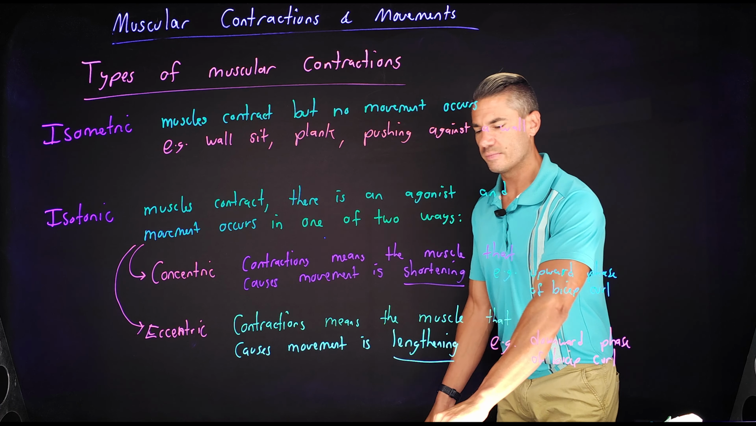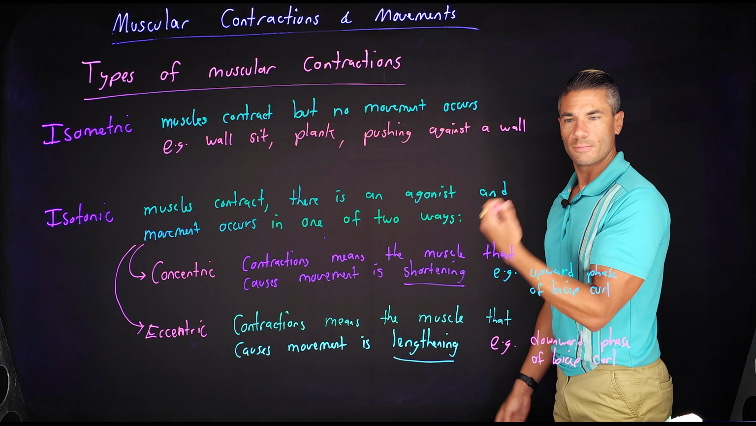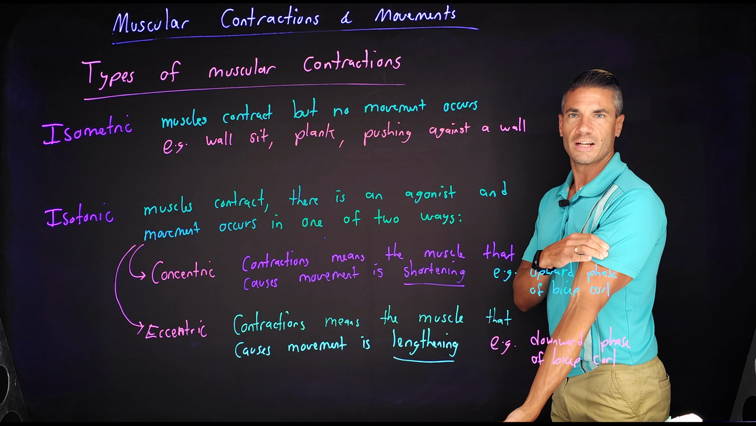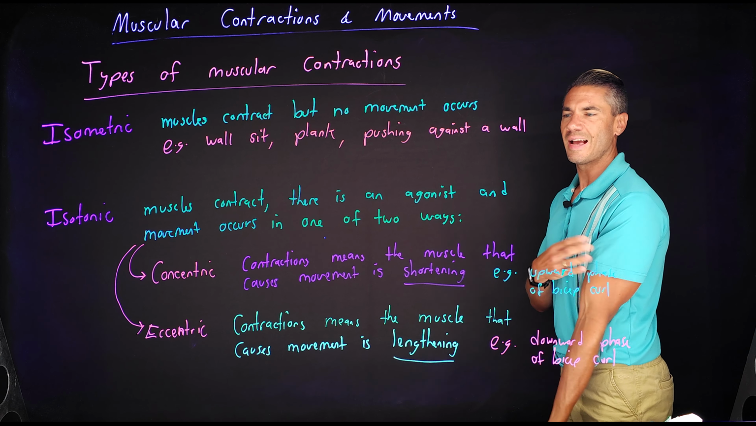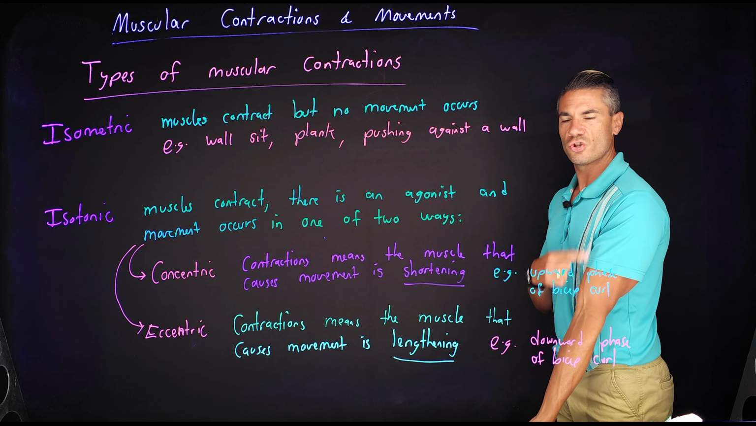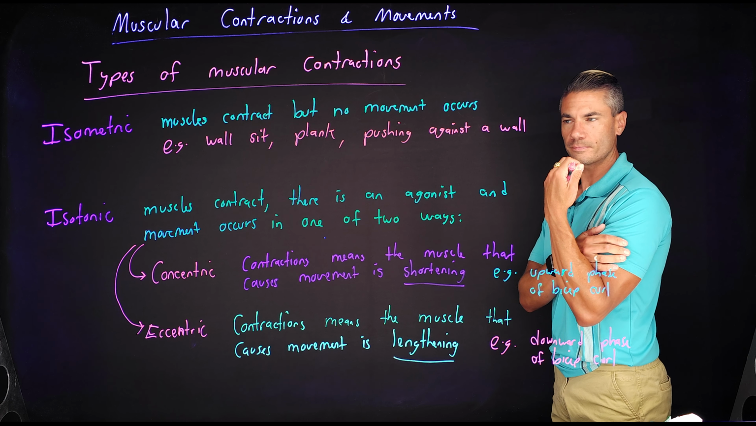So for example, if I was doing a bicep curl, when I'm doing the upward phase of my bicep curl, we know that a bicep curl engages the bicep as its main agonist, and it is shortening, and you can feel it shortening, all right? So in the upward phase of a bicep curl, this is the agonist, and it is a concentric contraction.